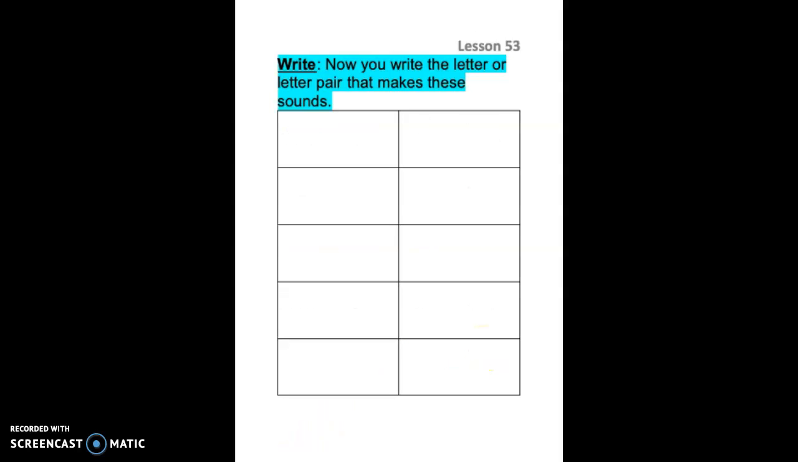Write the letter pair that makes the sound oo, like screw. Write the letter sound that makes ow, like cloud. Write the letter sound that says I, like fly. Write the letter sound that says k, like truck.